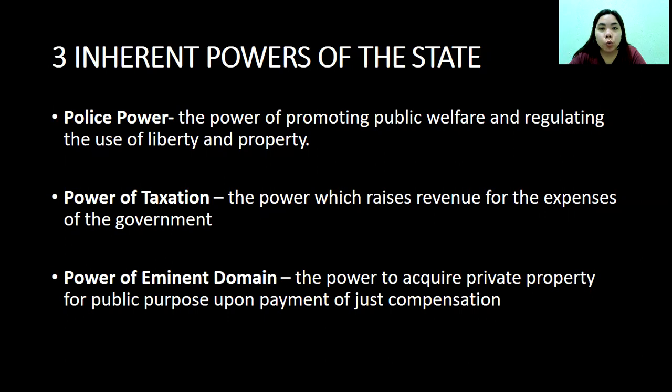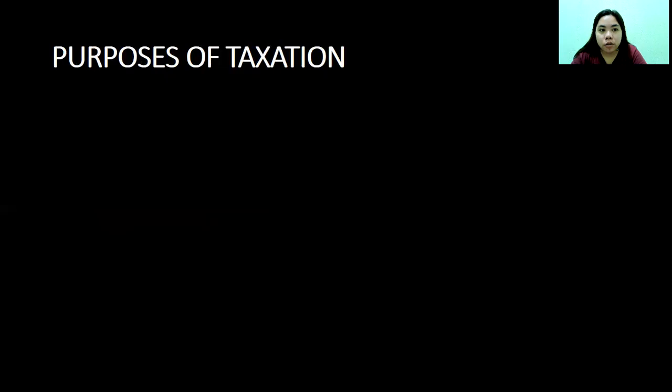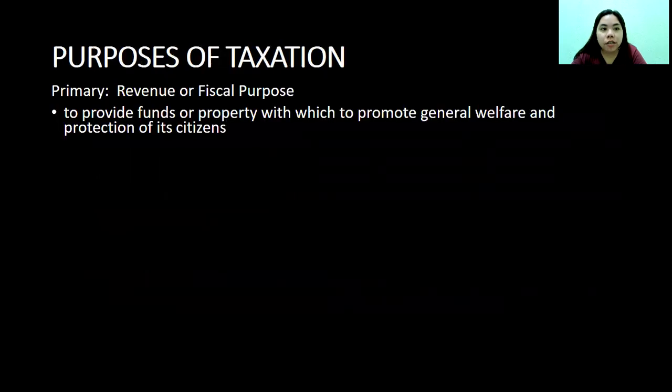So to review, the three inherent powers of the state are the police power, the power of promoting public welfare; the power of taxation, the power which raises revenue; then the power of eminent domain, to acquire private property for public purpose upon payment of just compensation. So what are the purposes of taxation? First, the primary purpose of taxation is for revenue or fiscal purposes, that is to provide funds or property with which to promote general welfare and protection of its citizens.